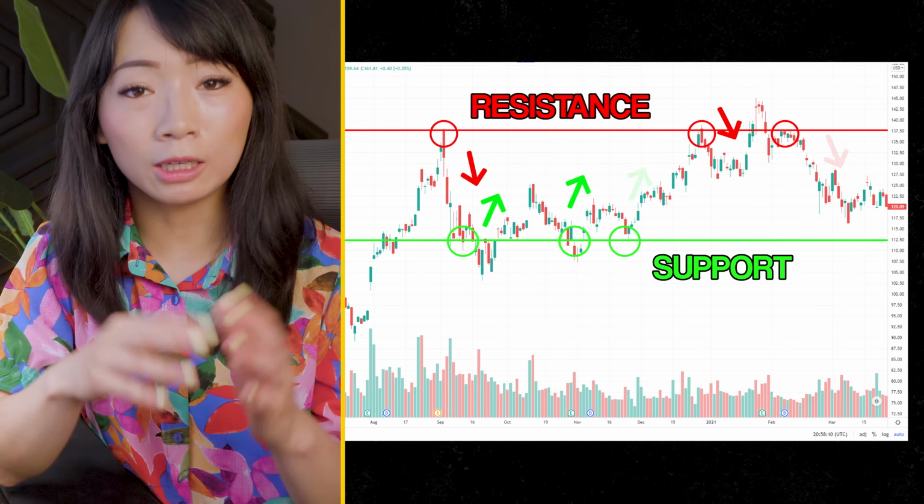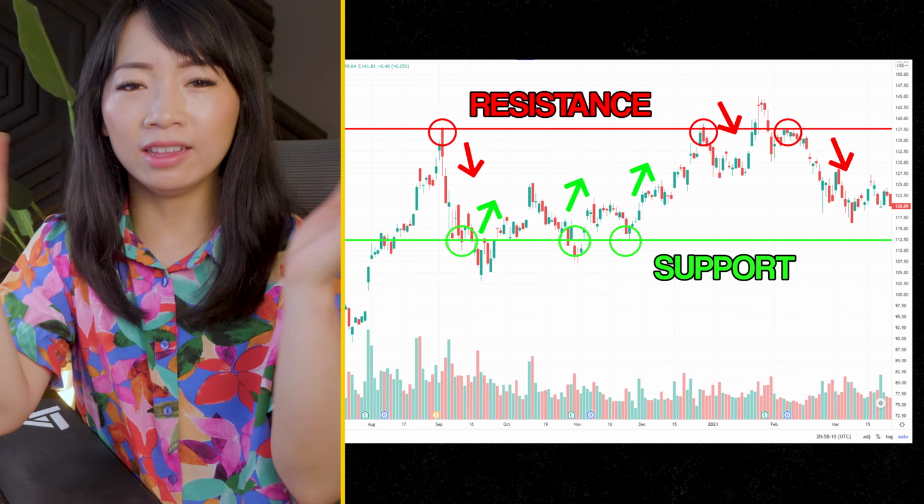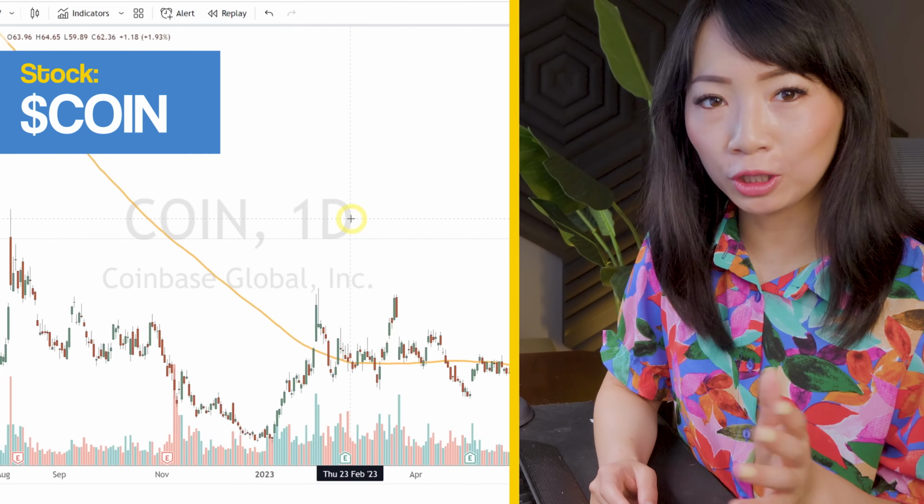Keep in mind, these support and resistance levels are not some magical lines that the stock candles just bounced off for no reason. These lines represent significant price levels that people have historically agreed to buy or sell. So we must make sure we chart out those levels because it's very likely that's gonna happen again. So let me show you how to do so right now.